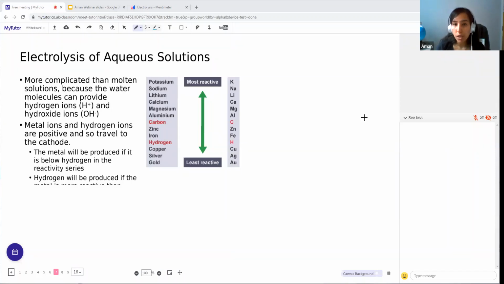And this first point talks about the water itself. So remember, water is H2O, and water will dissociate into hydrogen ions and hydroxide ions. So when we have a solution and we're adding a current through it, it dissociates into hydrogen and hydroxide. What happens then is, because we've got our hydrogen ions that are positive, and we've got our metal ions that are positive, so for example, let's say we have potassium, they are both competing to go to the cathode.